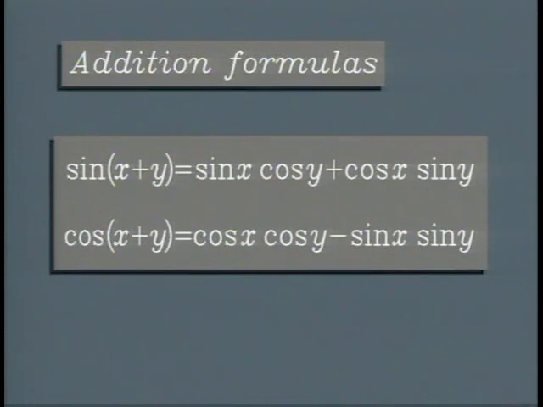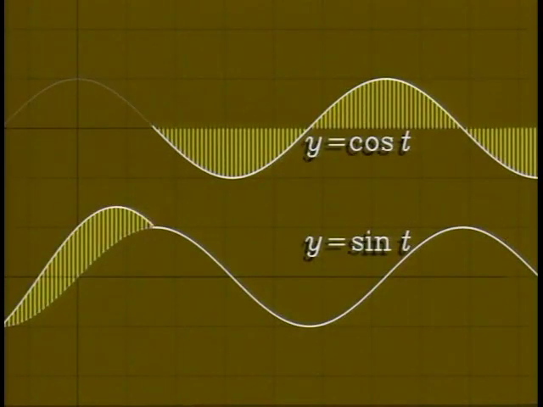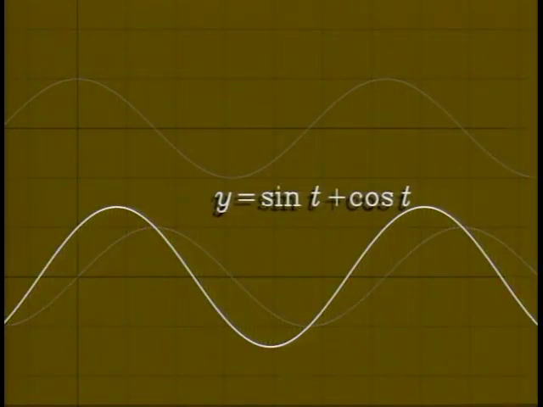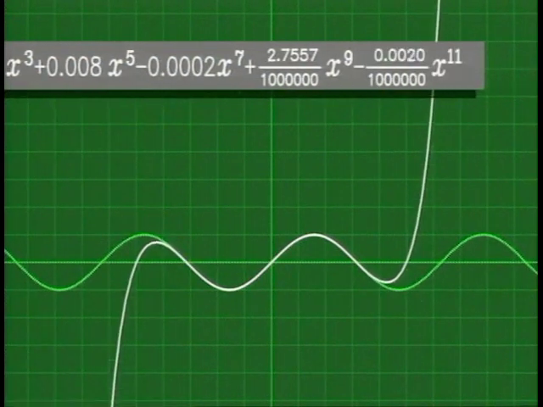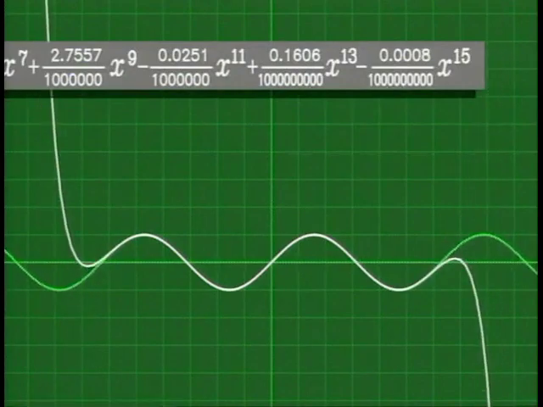And we'll discuss addition formulas that tell us how to find the sine and cosine of the sum of any two angles. From these, we'll learn that if you combine a sine wave with a cosine wave of the same frequency, you just get another sine wave, possibly shifted. And we'll learn how to calculate sines and cosines to any desired degree of accuracy, the way it's done in your pocket calculator.